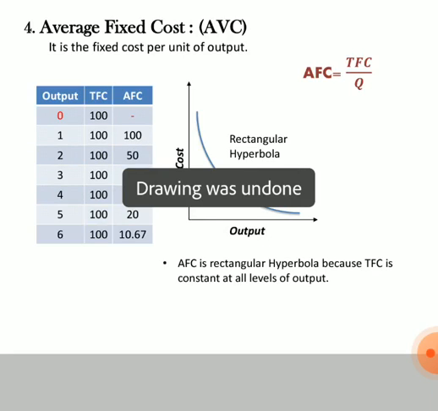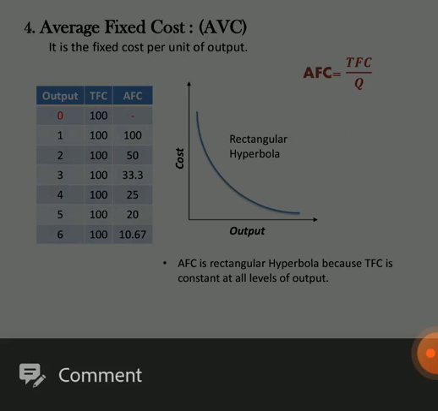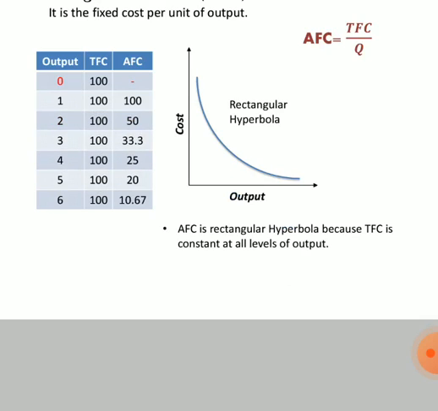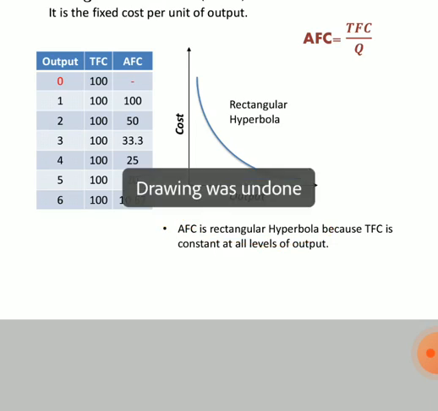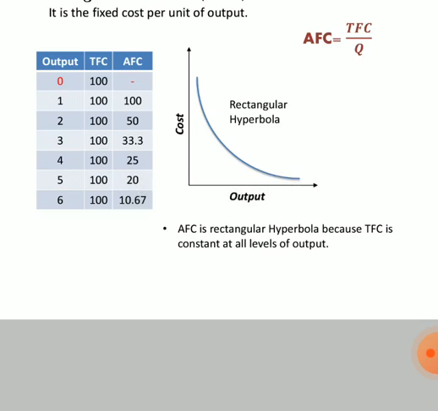Now one more thing here which could come as a 1 mark question, which is the shape. The shape of AFC is a rectangular hyperbola. You might have studied it in 10th class mathematics. So it could be asked in 1 mark: what is the shape of average fixed cost? It is a rectangular hyperbola.